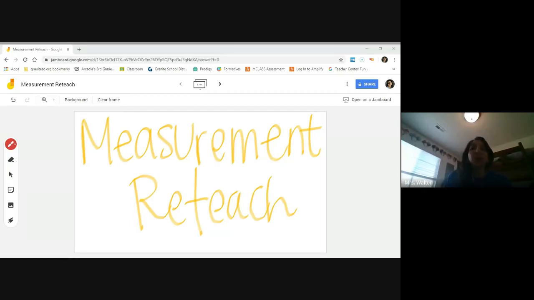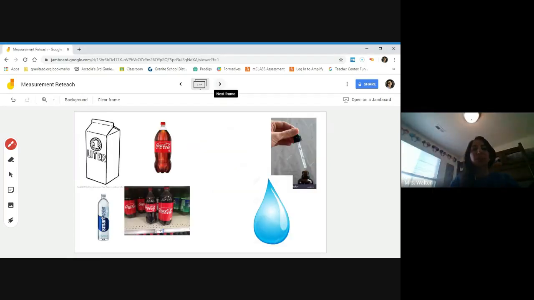Okay, so in these levels, you're learning about different types of measurements. So let's take a look. When it comes to volume or liquid, you have two measurements that we're working with. The bigger one is liter. So think of like here is a Coke bottle, a liter of Coke right here.